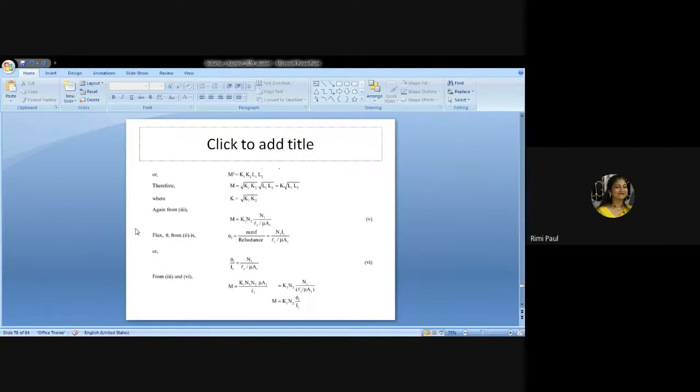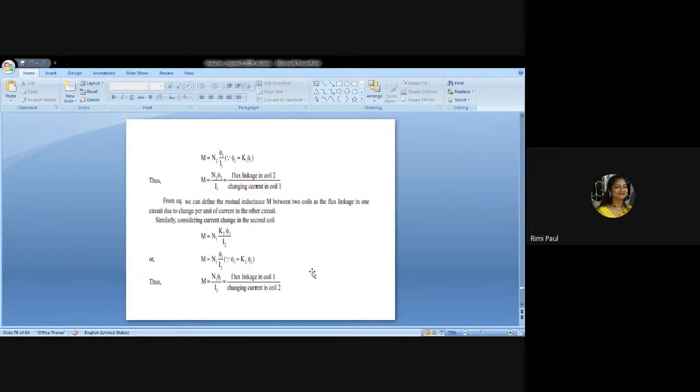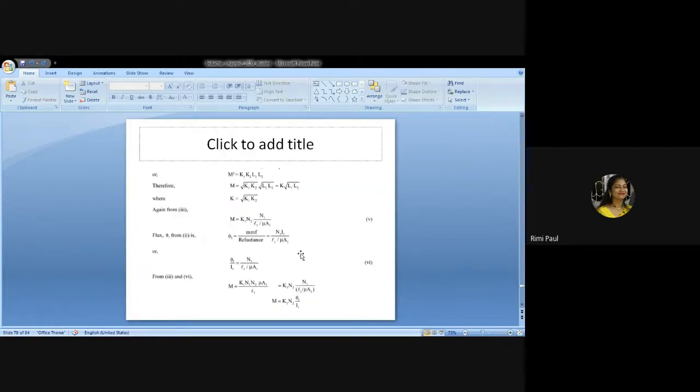Now I am not going through this again, because this part you will learn when you go through the transformer, and at that time the concerned faculty will discuss the mutual inductance in detail, how to find it out, and where you have applied it in the transformer.